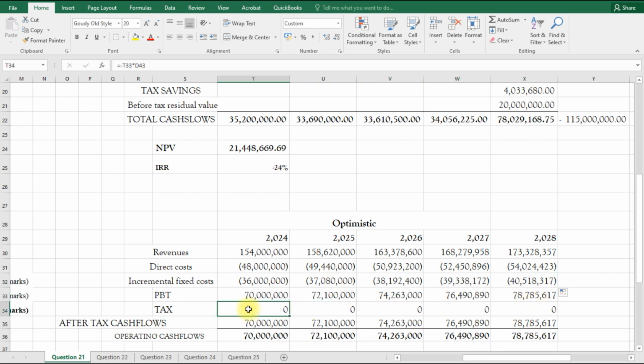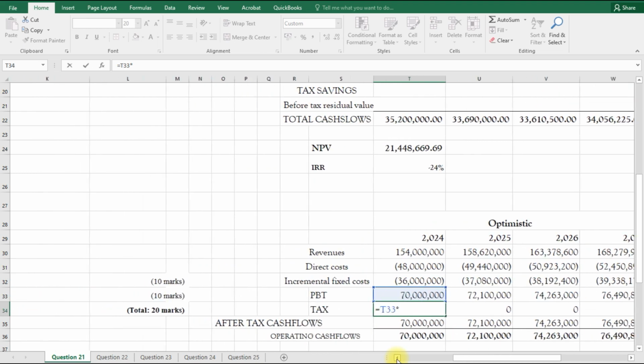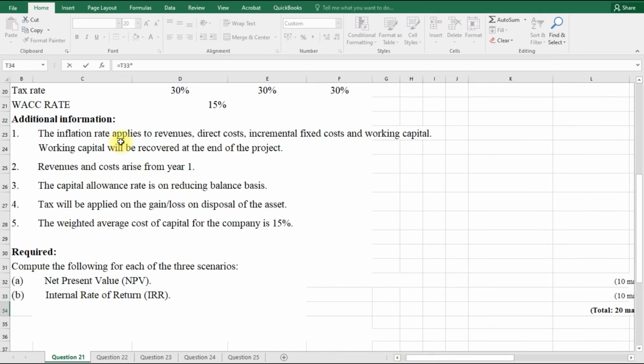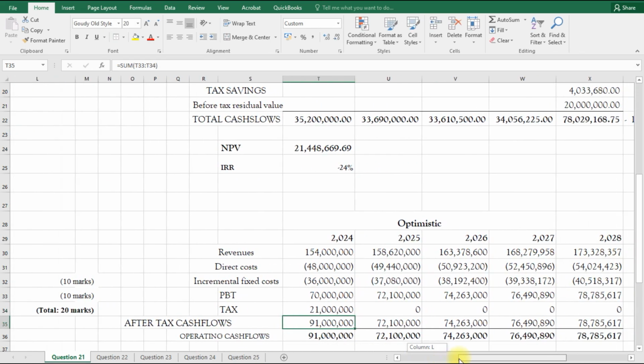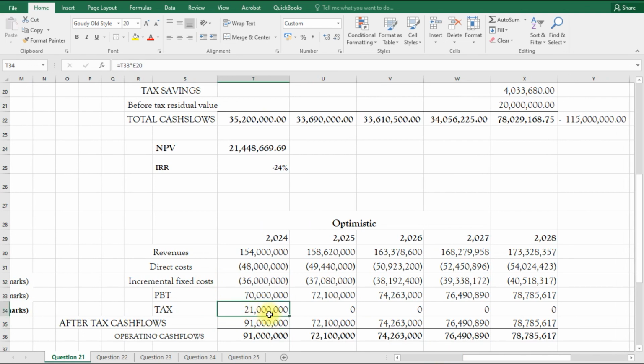So our tax will be equal to this value, you multiply by the rate, which is 30% tax rate for optimistic, 30%, and I will autofill that.